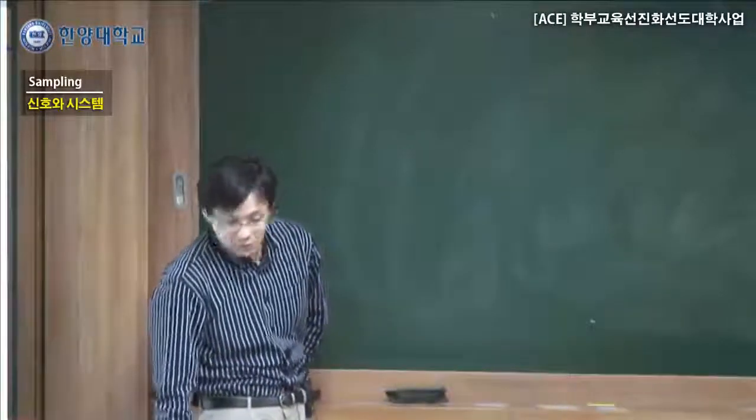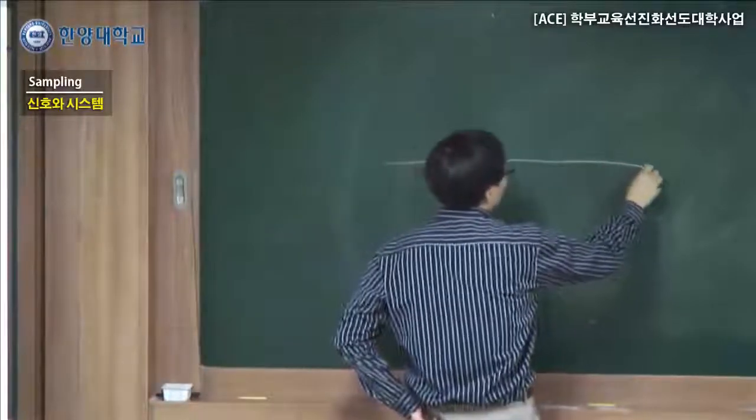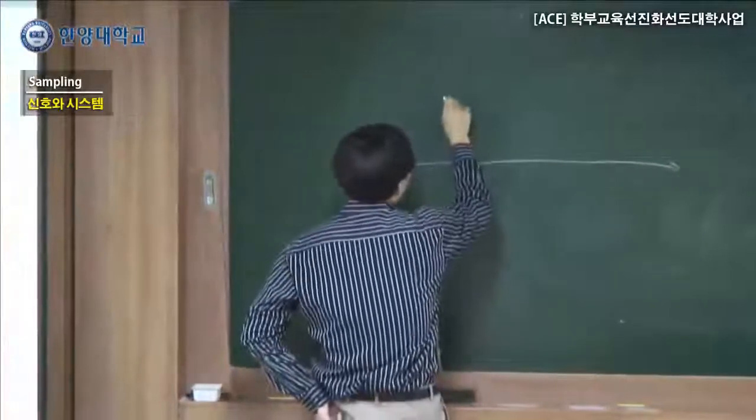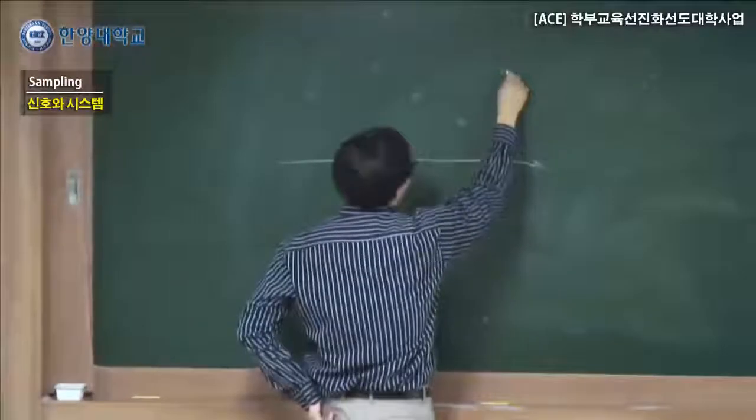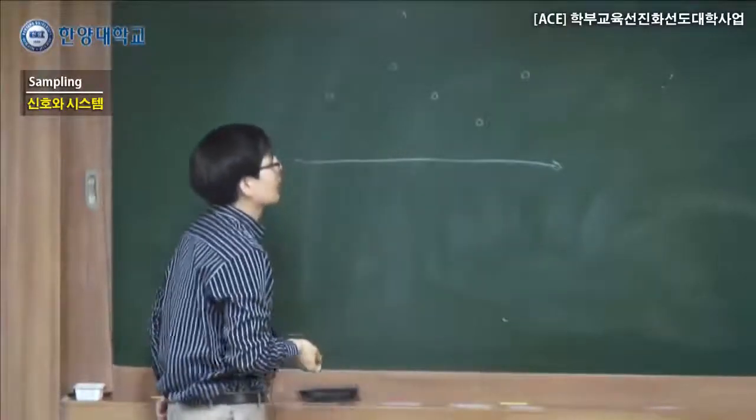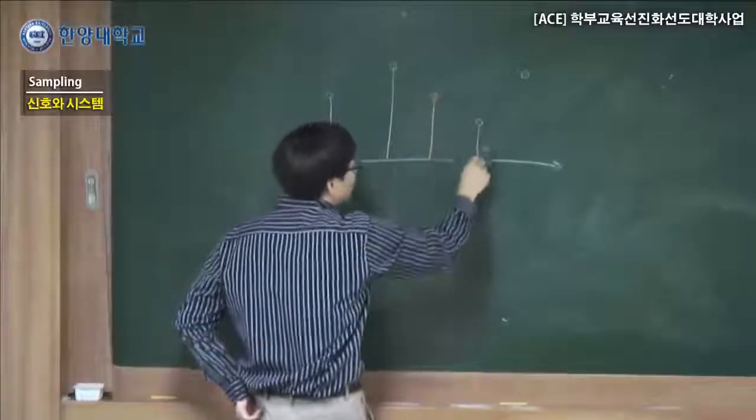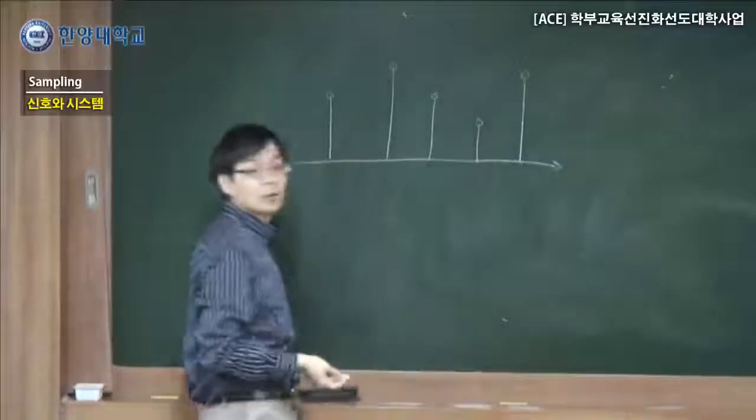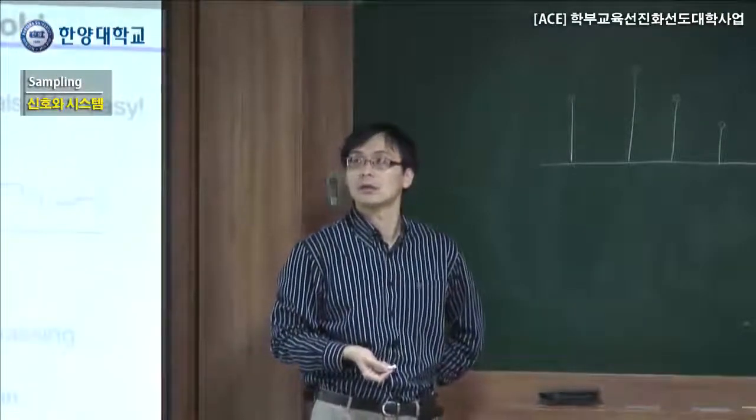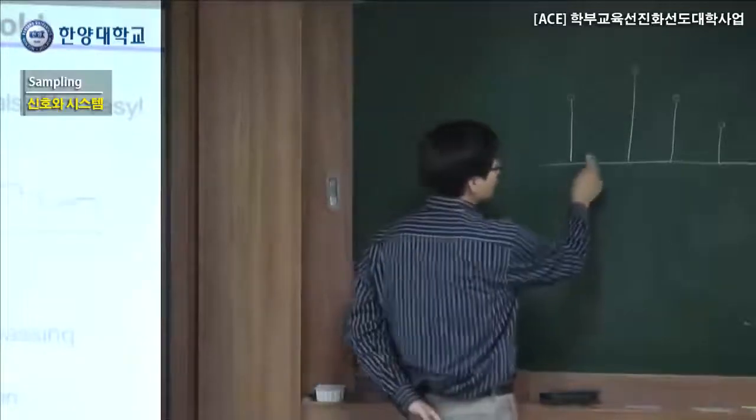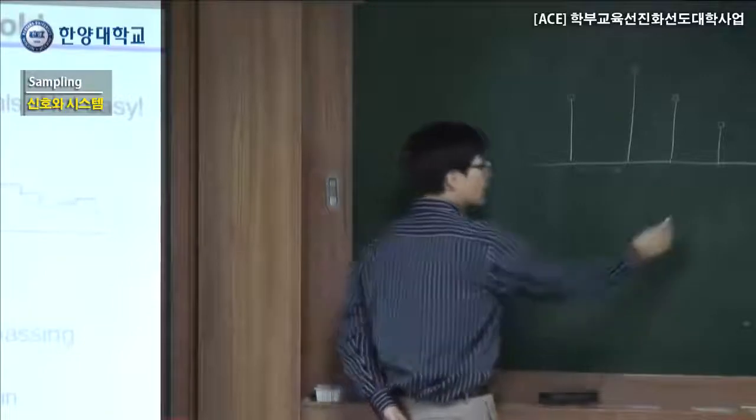So let's go back to our previous example in the beginning of the lecture. Let's say we have this kind of discrete time signal, which we don't know what the original signal is. Of course I drew it the wrong way, but they are equally spaced in time. This is the time domain.